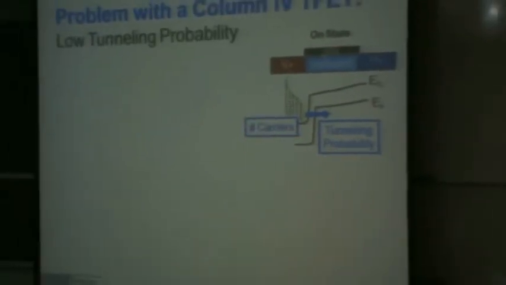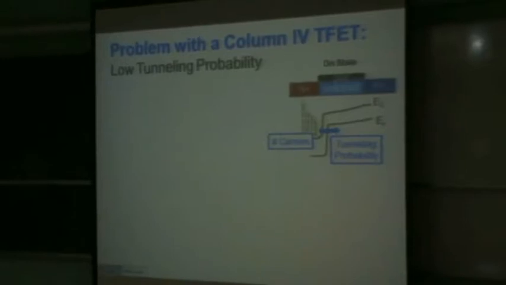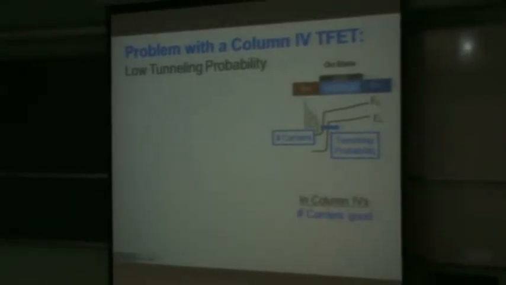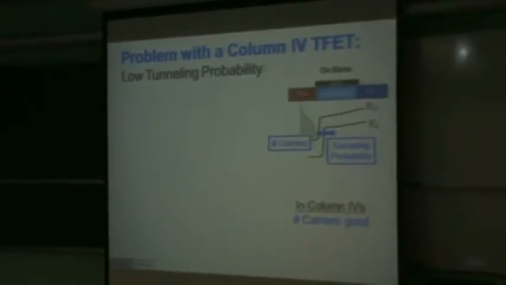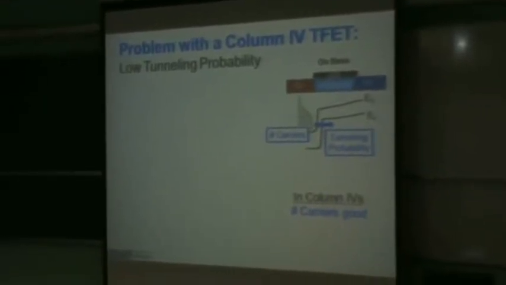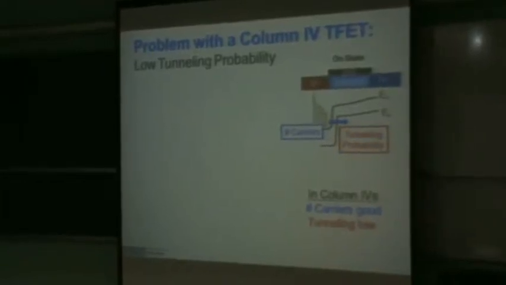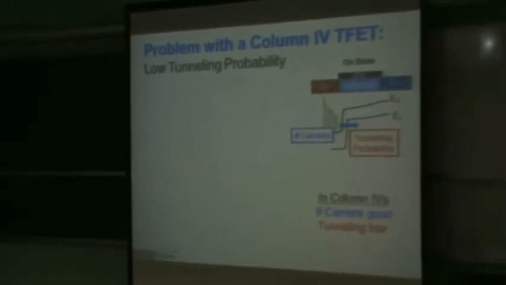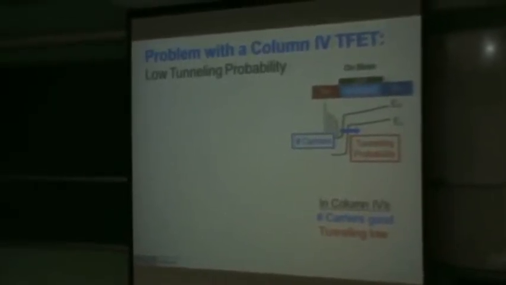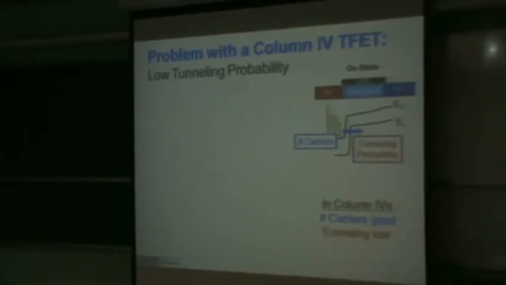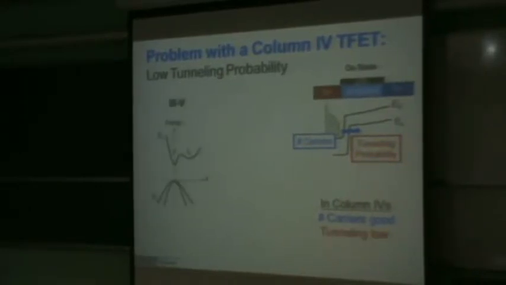Now, if you look at a column 4 material like silicon or germanium, the number of carriers in the conduction band is good because the column 4 materials have a good density of states in the conduction band. However, their tunneling probability is low. And to understand this, for those that are not in electrical solid-state engineering, the reason that occurs is the fact that in III-V devices, you have what's called a direct band gap. In column 4 materials, you do not.